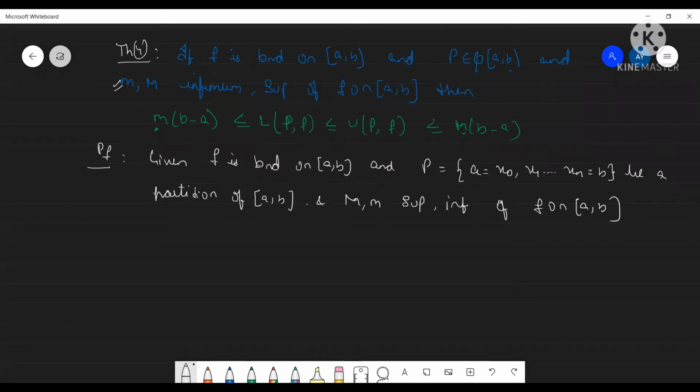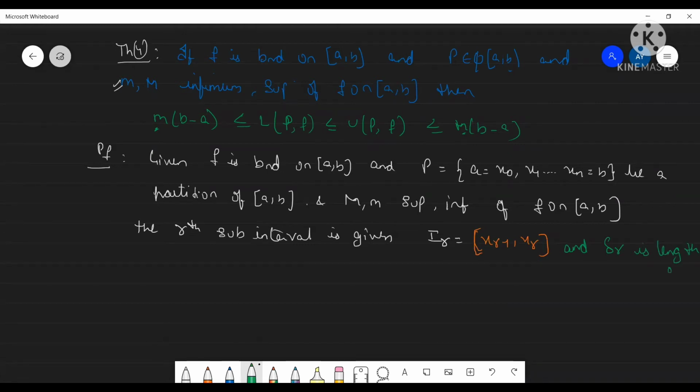Now we have to define b minus a. That is the rth subinterval. How will we define the subinterval? The rth subinterval I_r is equal to [x_{r-1}, x_r]. And how will we define the length of the subinterval? Delta r is defined as the length of the subinterval. Till now, I just wrote the given information.